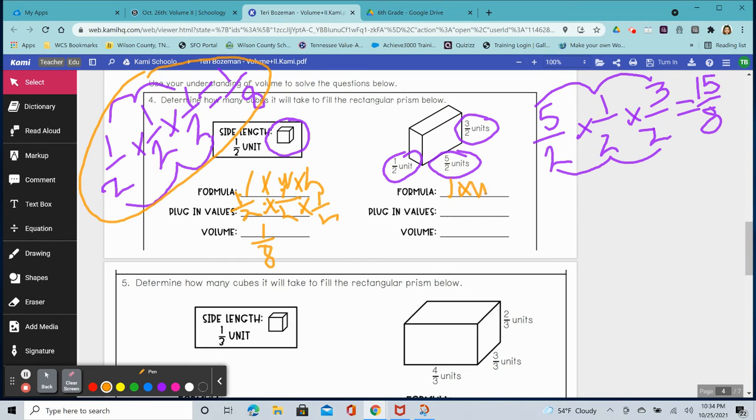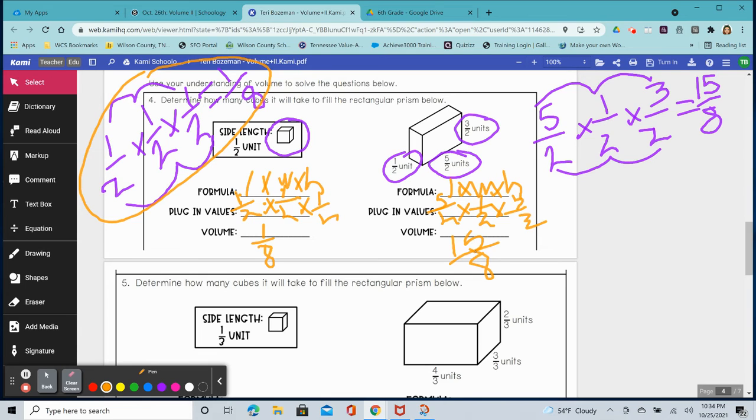And then the same thing over here. Formula length times width times height. And then 5/2 times 1/2 times 3/2. That's really sloppy. Sorry. Is 15/8. Alright, so we have the volume of the smaller and the volume of the larger.